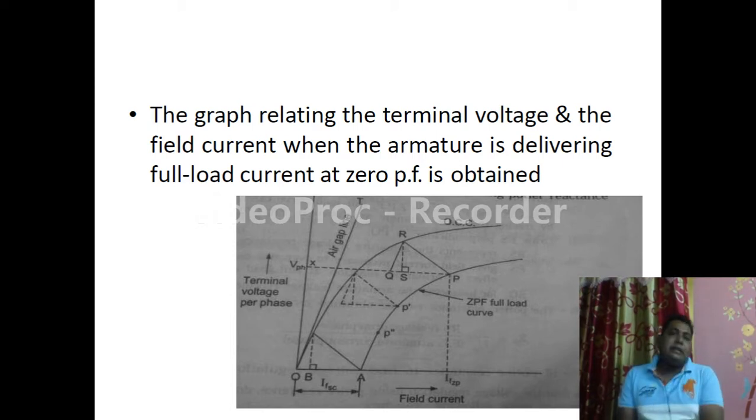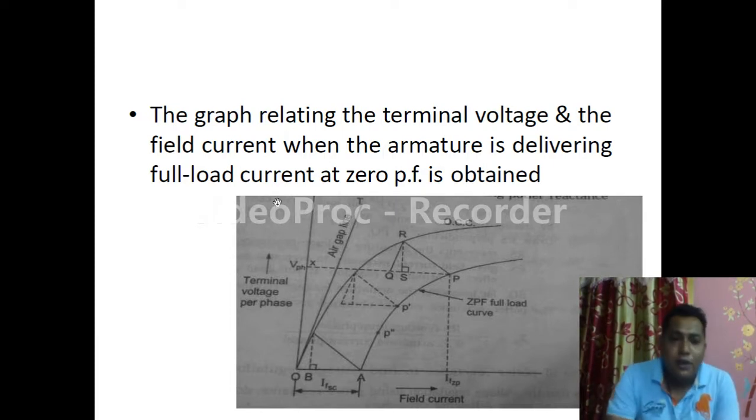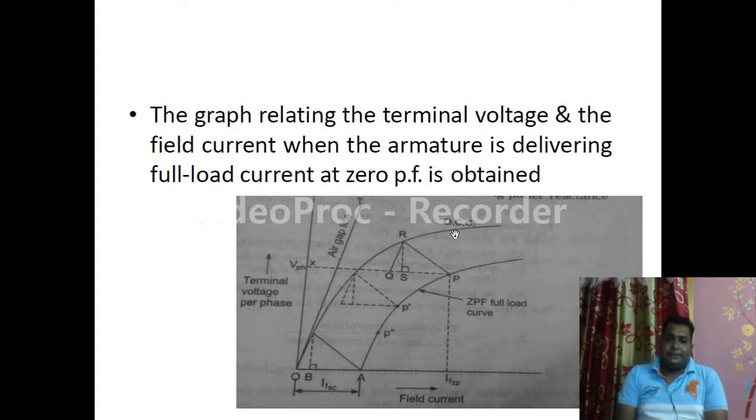With that, the terminals are open, and we are performing the open circuit test. We will note down the terminal voltage, and from there, between the field current and terminal voltage, we can draw this diagram. Follow my pointer. This is the field current, and that is the terminal voltage per phase. So this will be the OCC, open circuit characteristics.